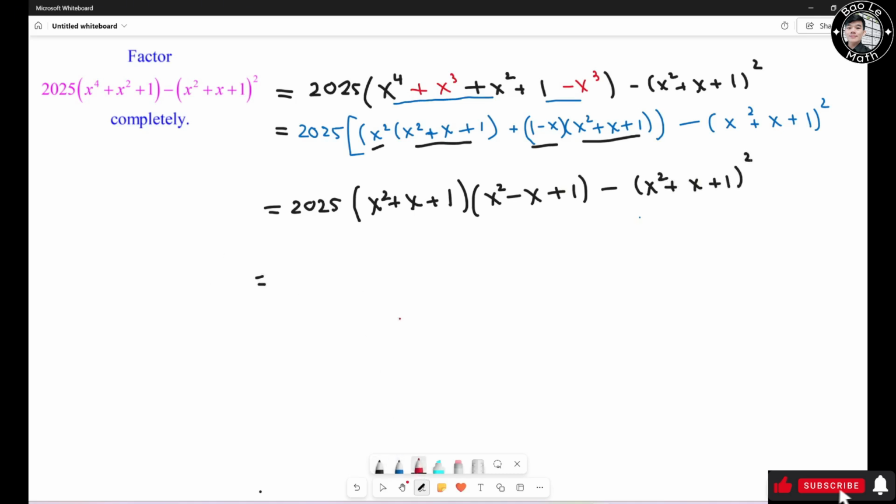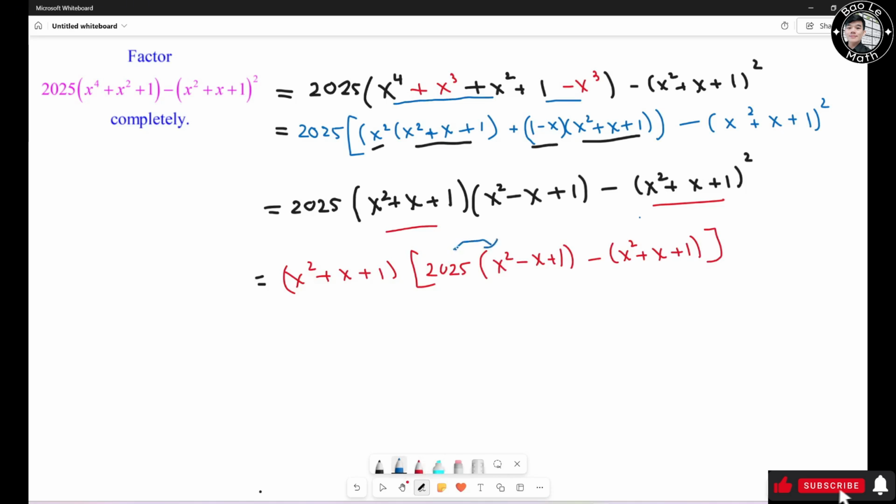Now I observe that these have the same common factor, right? So I just factor this guy out. So I have s squared plus s plus 1 times I have 25 left, right? Times s squared minus s plus 1, right? Subtract s squared plus s plus 1, right? Now I distribute this guy. So then I'm going to simplify with this guy, right? I distribute negative 1 over here.